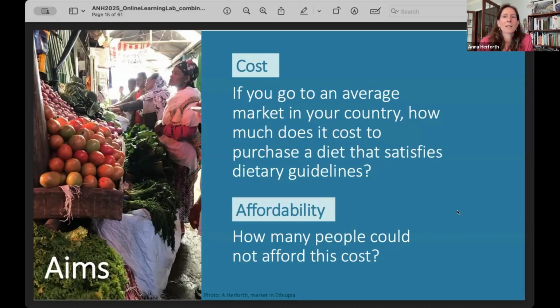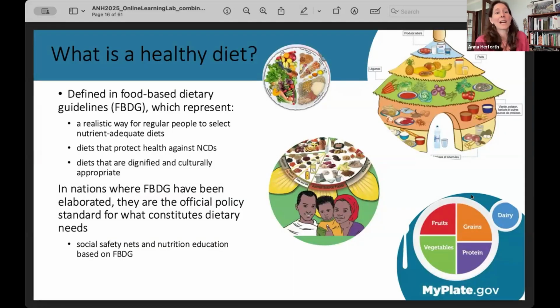So this indicator is really getting at the economic piece of, can people afford to act on information to consume healthy diets that meet dietary guidelines? So we do use dietary guidelines as the definition of what is a healthy diet. When we want to look at what a healthy diet costs, we first have to define what it is. And we rest on the definitions of healthy diets that countries themselves have produced officially, which are food-based dietary guidelines. And these represent typically what should be consumed in a day for an average person.